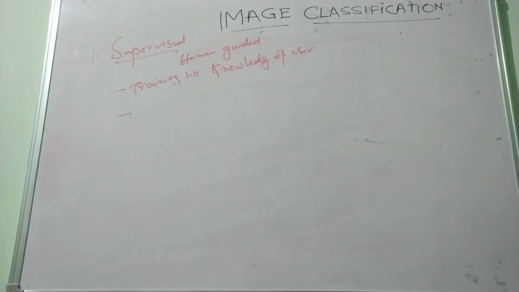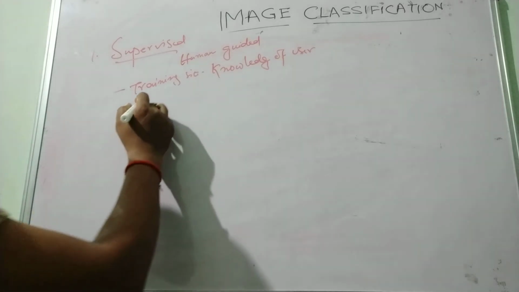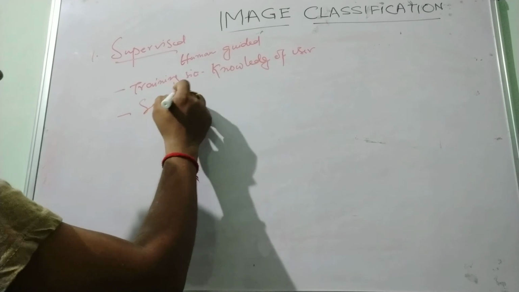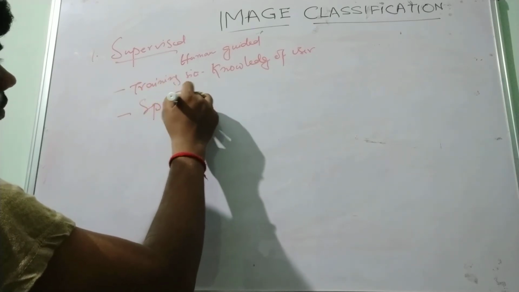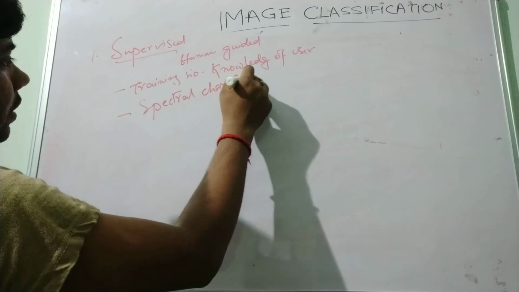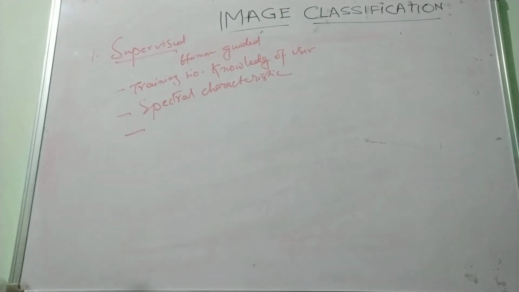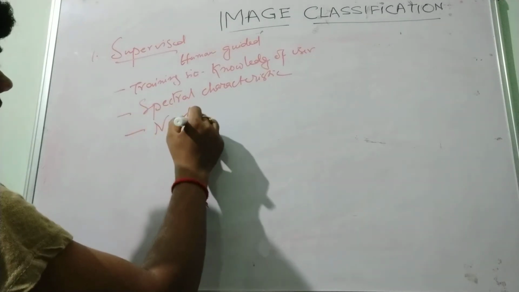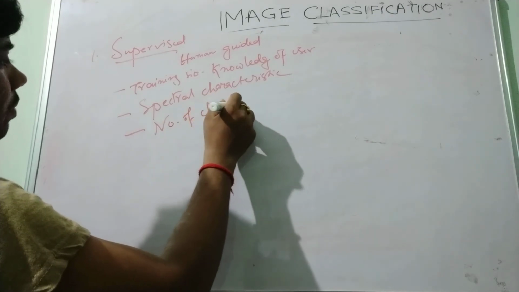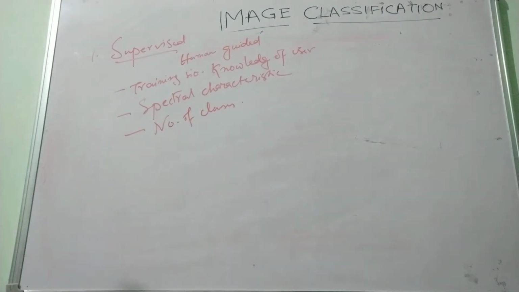Another important characteristic of this classification technique is that the user also sets the bounds for how similar other pixels must be to group them together, and this bound is based on the spectral characteristics of the features. The user also designates the number of classes before running the classification algorithm.